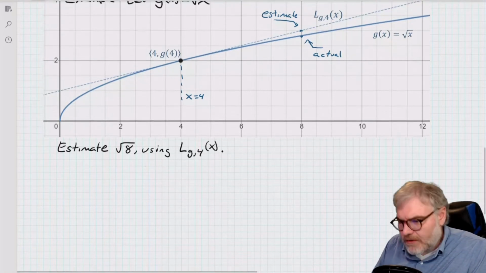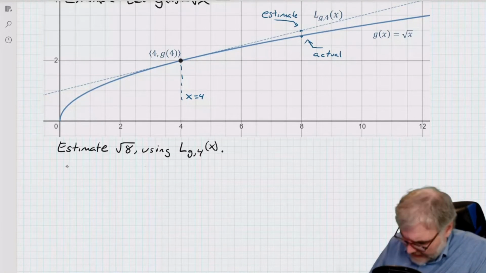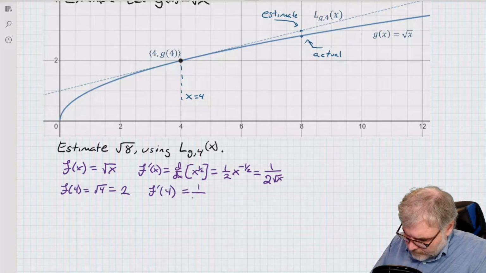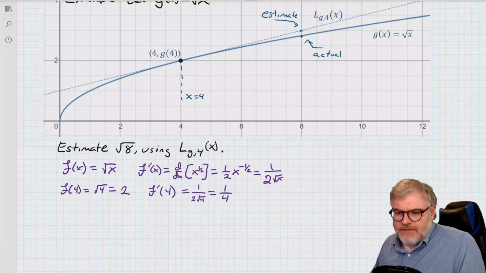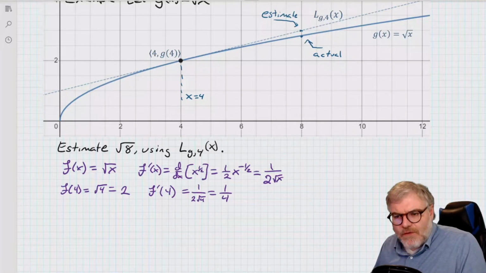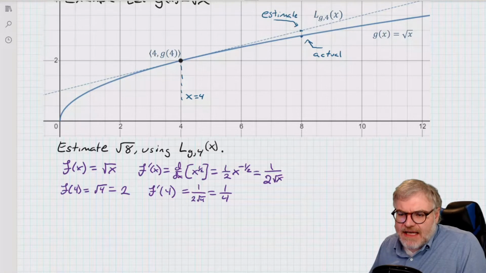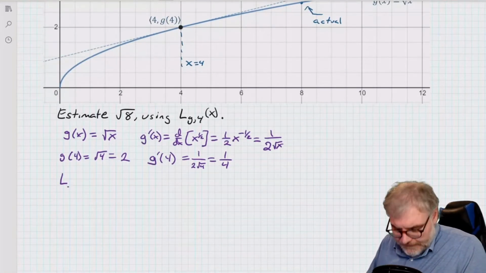Okay, so I'm going to need some data here, right? So let's just write down what f of x is. So what I did was I wrote down what f of x was and then f of 4, because I need f of a, f prime of x, and f prime of 4. And these should all be g's, not f's.